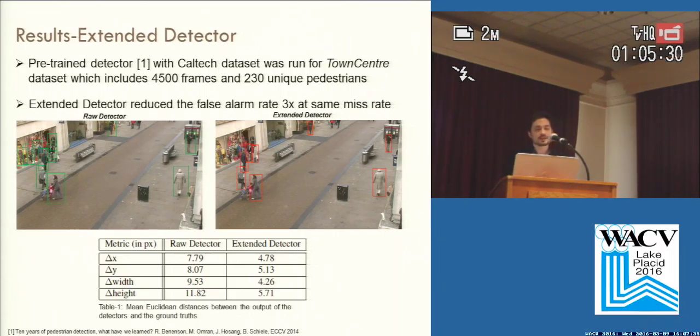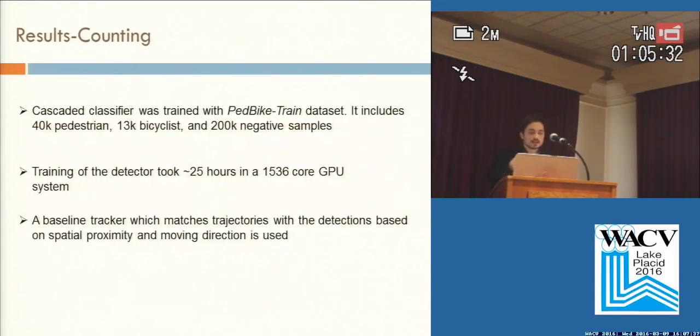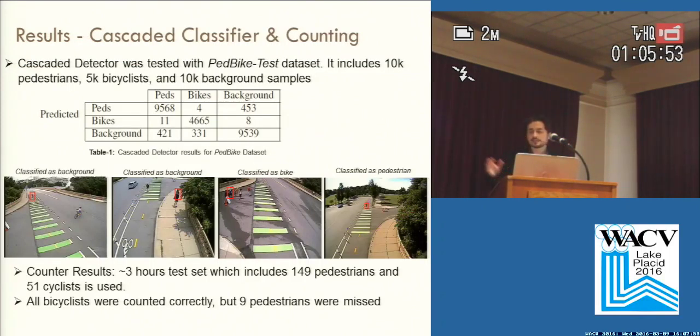for the tracking part. And in the tracking, we use close to 300k samples. We train our classifier using this dataset, and we use a baseline tracker which matches the trajectories between the detections, using spatial proximity and moving directions. And here is the confusion matrix. We achieve 95% accuracy in the counting results.